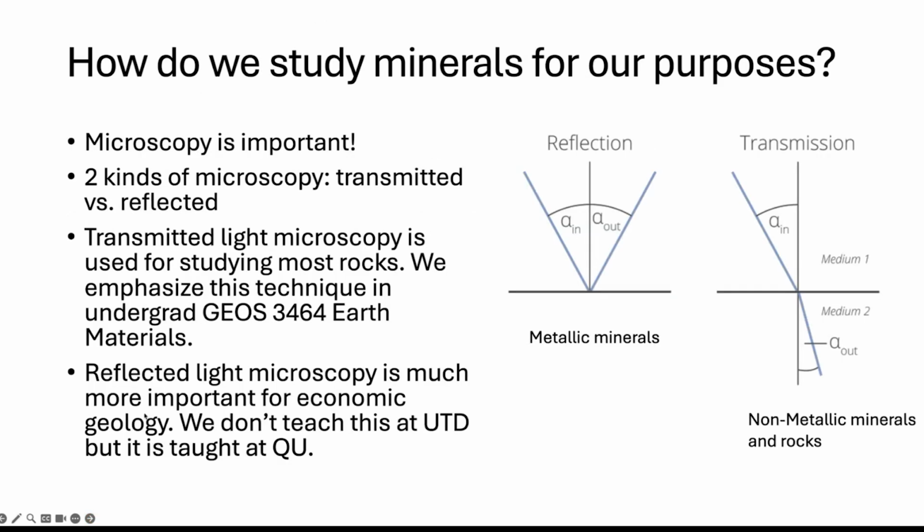So how do we study minerals for our purposes? Microscopy is important. And here we need to talk about the fact that there are two types of microscopy, transmitted versus reflected. So transmitted light is we have our thin section here, and we have a light source down here, and the light passes through the very thin section and affects the light. And then we study that on this side. So that's transmitted light, very good for non-metallic minerals and rocks. That's what we teach in petrology at UTD, and I suspect they teach that in petrology at Queen's University.